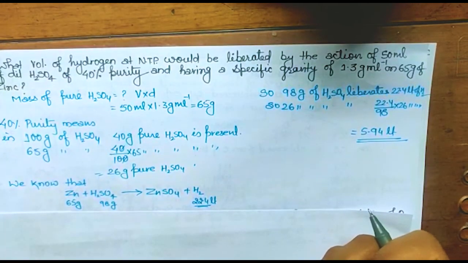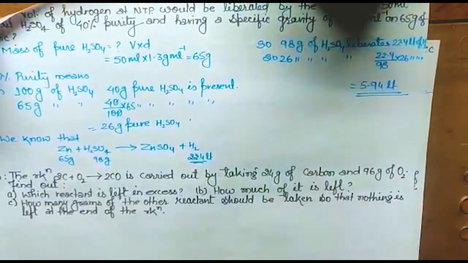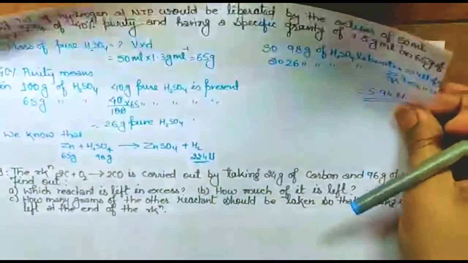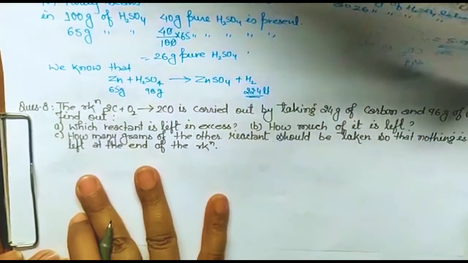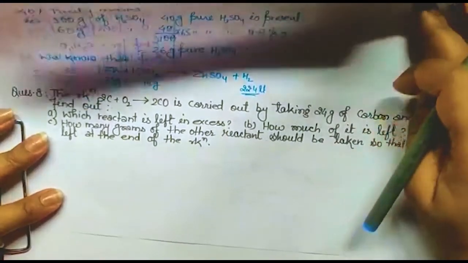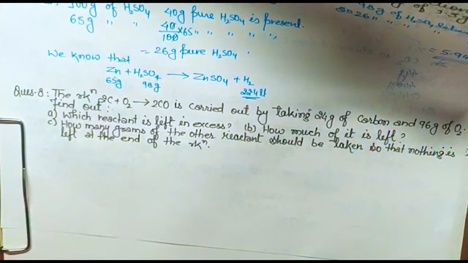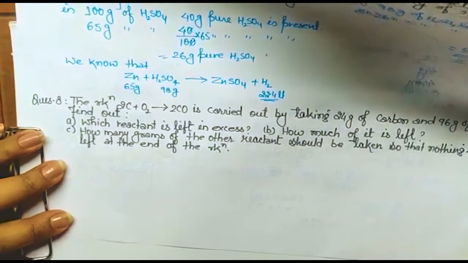Yes. So let's move to question number 8, and the question number 8 is this. The reaction 2C plus O2 change into 2CO is carried out by taking 24 gram of carbon and 96 gram of oxygen. Which reactant is left? Which type? Which formula based? This is limiting reagent based question, isn't it? So we will find which reactant is left in excess.